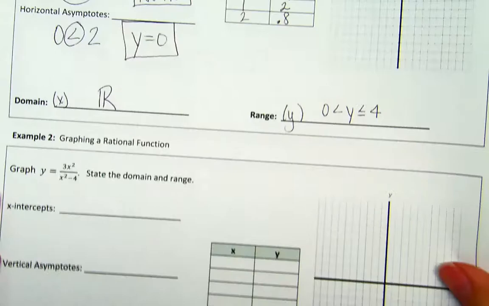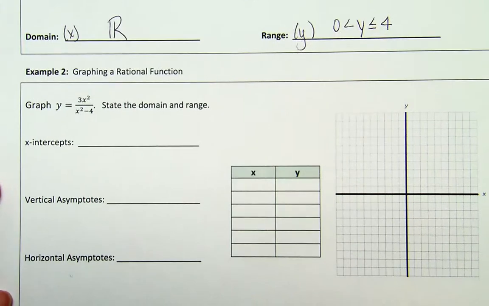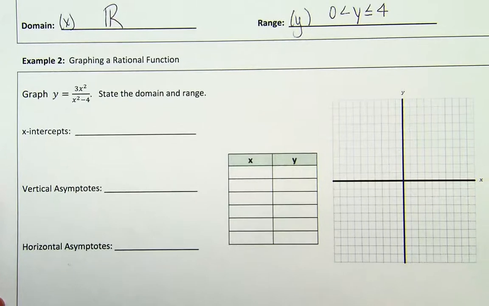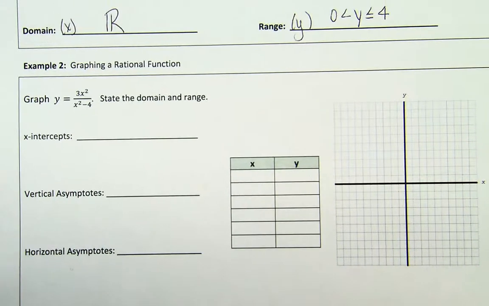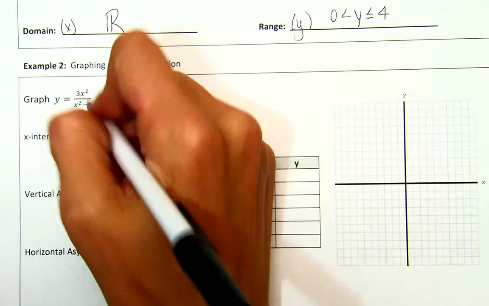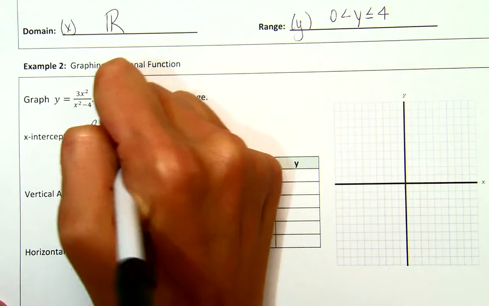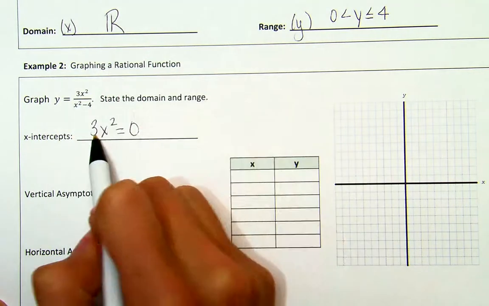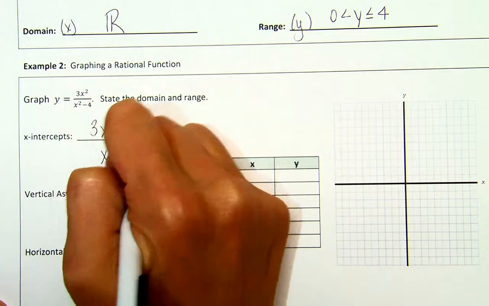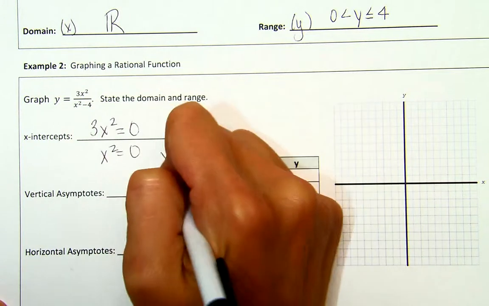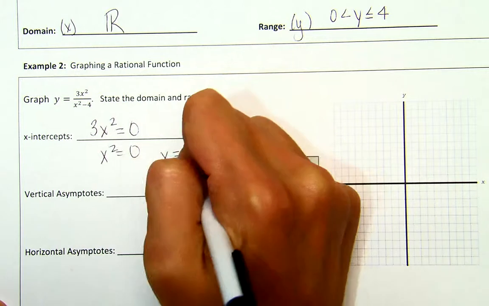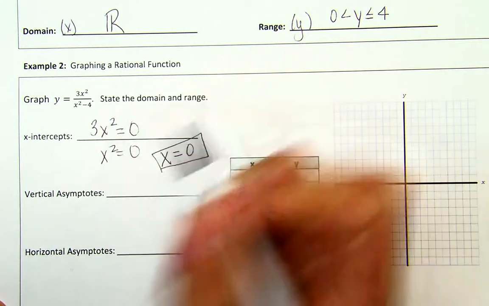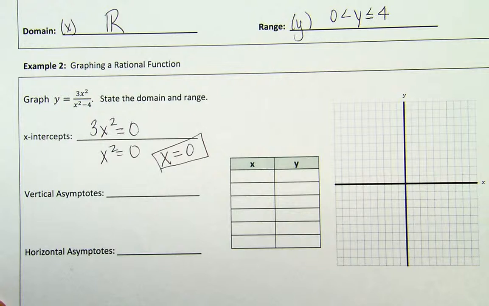Moving on to example 2, let's check out a couple more examples here. In example 2, we have the graph y equals 3x squared divided by x squared minus 4. The first thing we're going to do is find our x-intercepts. Again, we start by taking our numerator and setting it equal to 0. Divide both sides by 3. We get x squared is equal to 0. Therefore, your x-intercept is going to be at 0 with a double root. Put that double root down.